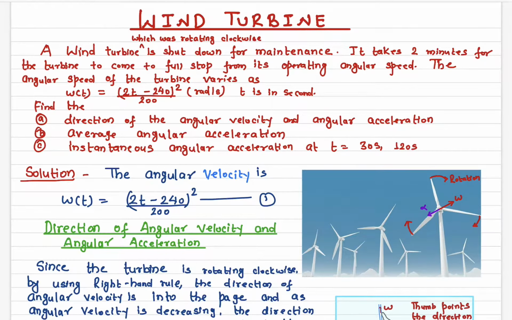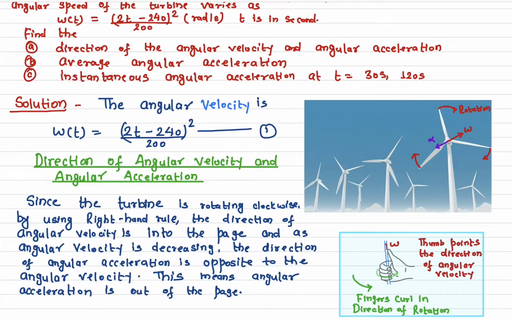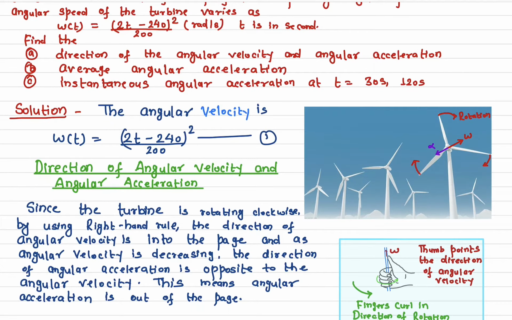The angular speed varies with time, which is given by this equation. It's exactly the same thing. So the angular speed has some time dependence given by this equation, and it's not decreasing linearly. Now we need to find the angular velocity, angular acceleration, average angular acceleration, and the instantaneous angular acceleration. First, we have to find the direction of the angular velocity and the angular acceleration.